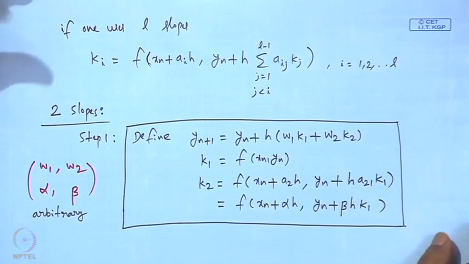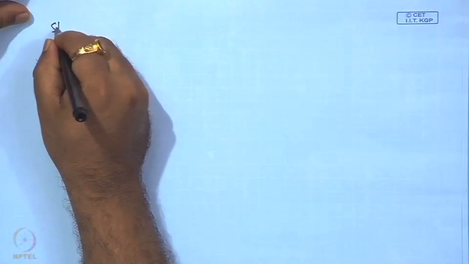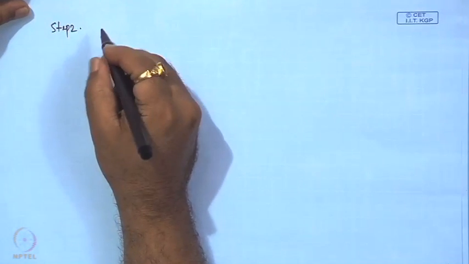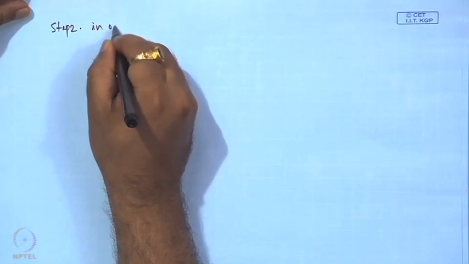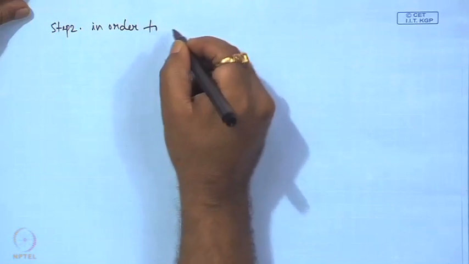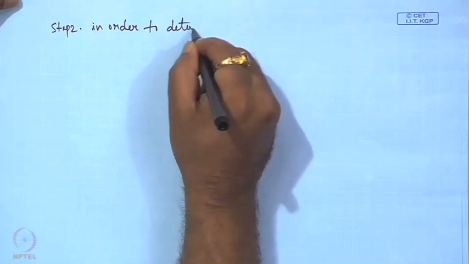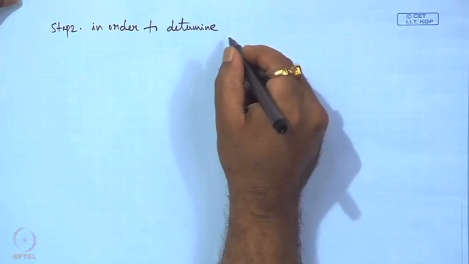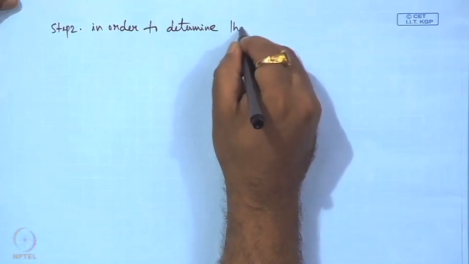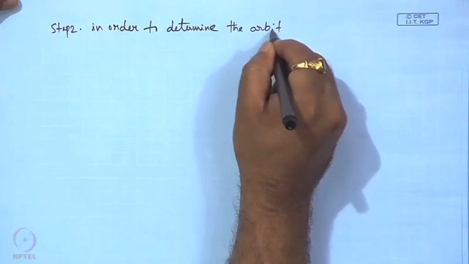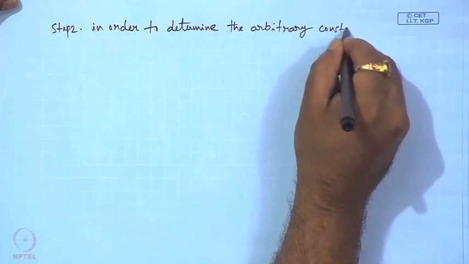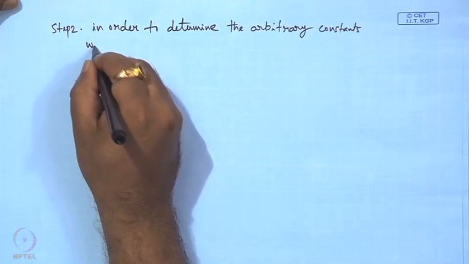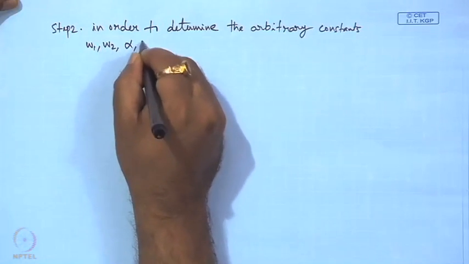So, now one has to determine, right. So, what is step 2? Step 2 is, in order to determine the arbitrary constants or coefficients W 1, W 2, alpha, beta.